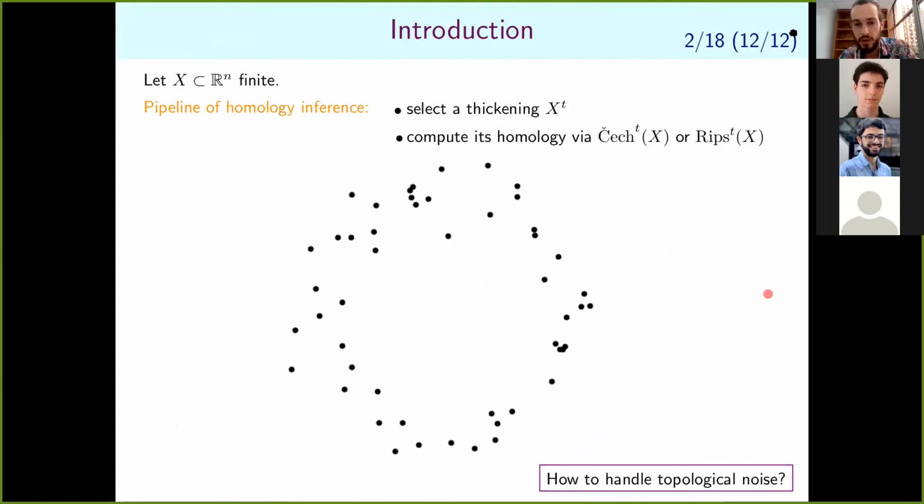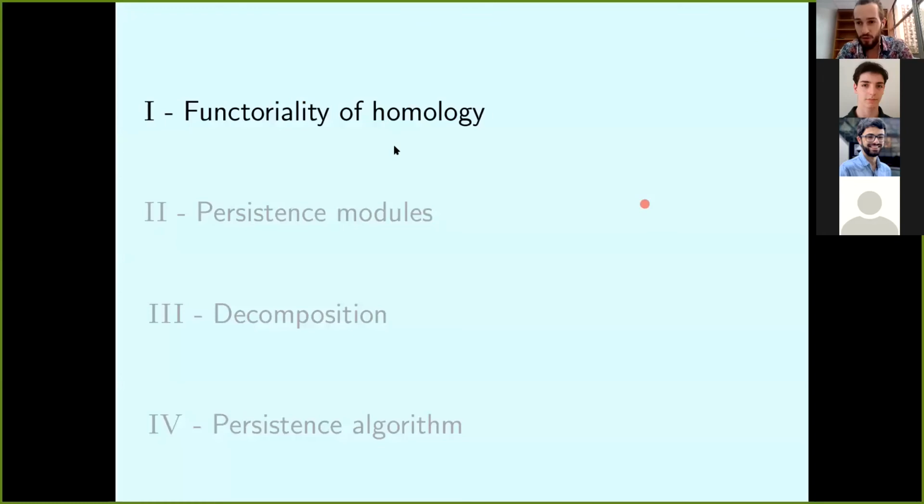So this will be a big lesson today. First, I will tell you about a property of homology that I kept secret until today, which is called functoriality. And really this property will allow us to talk about persistence modules. One of the main properties of persistence modules is their decomposition. And at last, we will talk about algorithms.